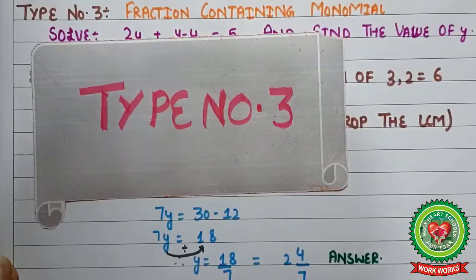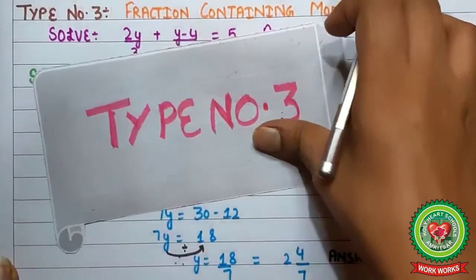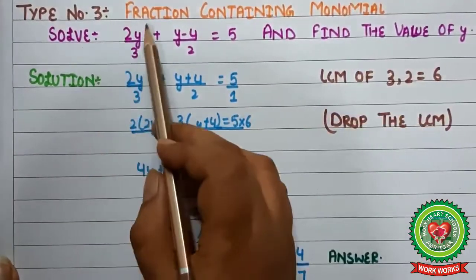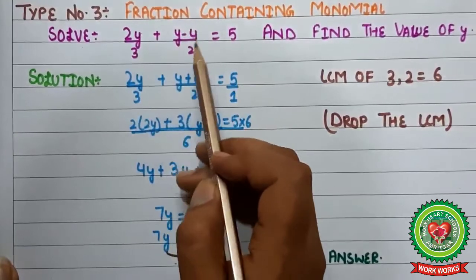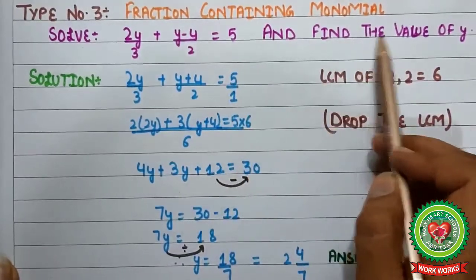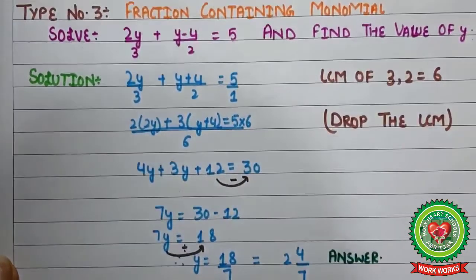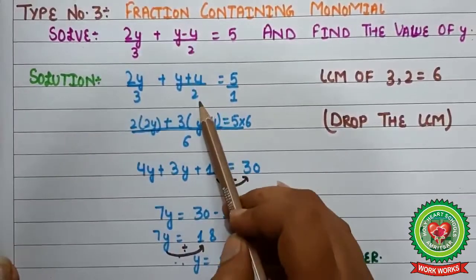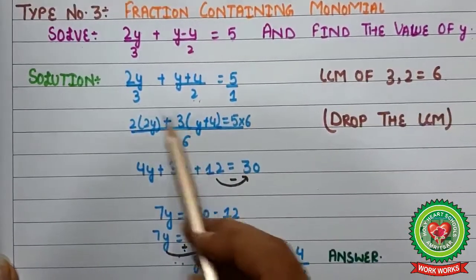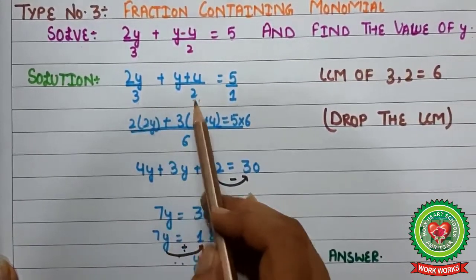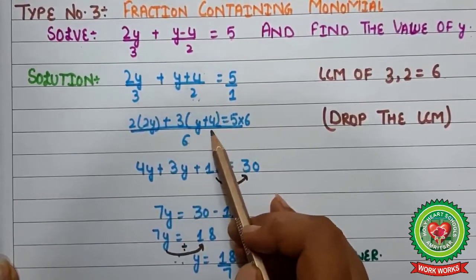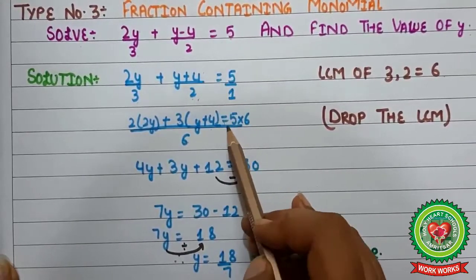Students, now let us discuss type number 3. Type number 3 is fraction containing monomial. Statement is: solve 2y upon 3 plus y minus 4 upon 2 is equal to 5 and find the value of y. Now let's start with the solution. Write down the statement and take the LCM of 2 and 3, that is equal to 6. Now do the multiplication. 3 2s are 6, 2 3s are 6.